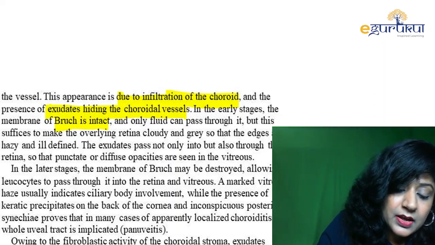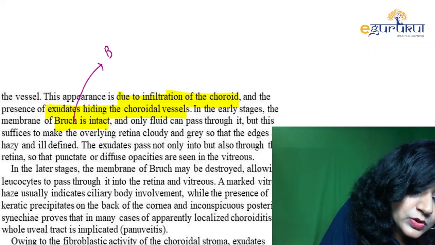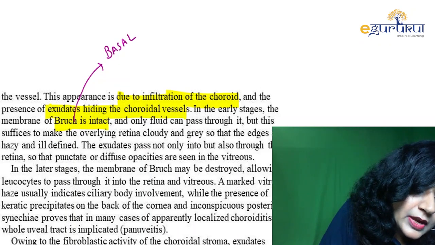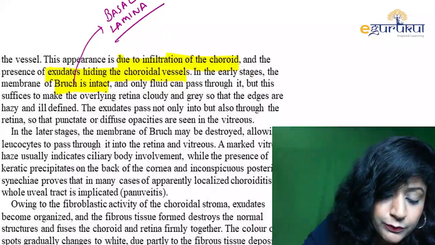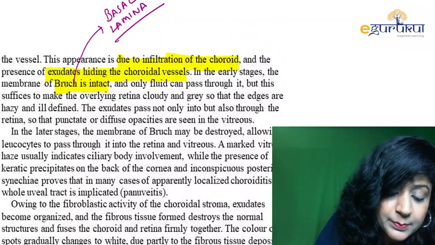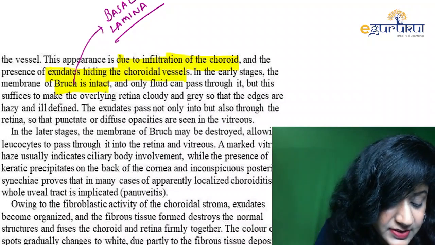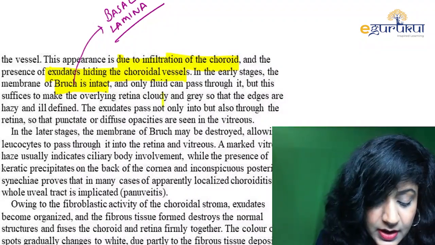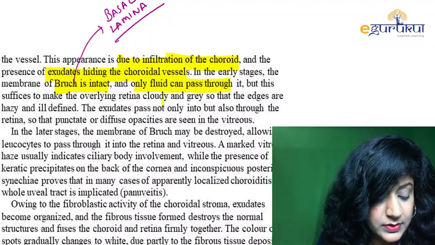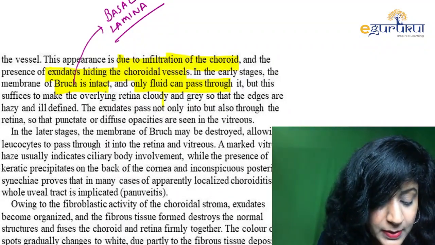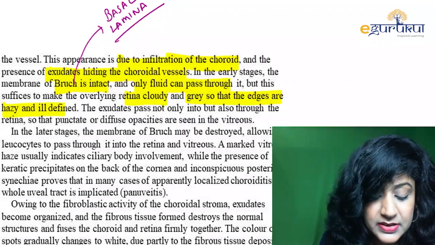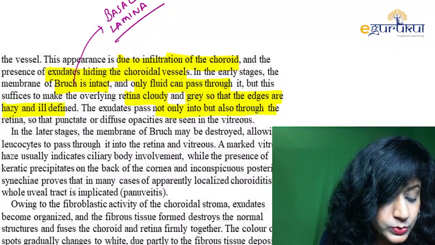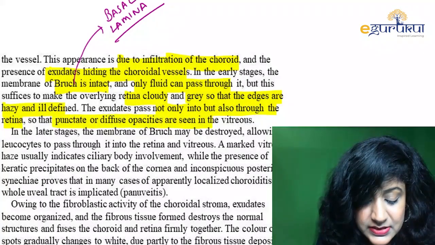What is Bruch membrane? Bruch membrane of the choroid is actually the basal lamina. So in the early stages, this basal lamina is intact. We do not have any problem. Only fluid can pass through it, but this suffices to make the overlying retina cloudy and grey, so that the edges are hazy and ill-defined. The exudates pass not only into but also through the retina, so that punctate or diffuse opacities are seen in the vitreous.